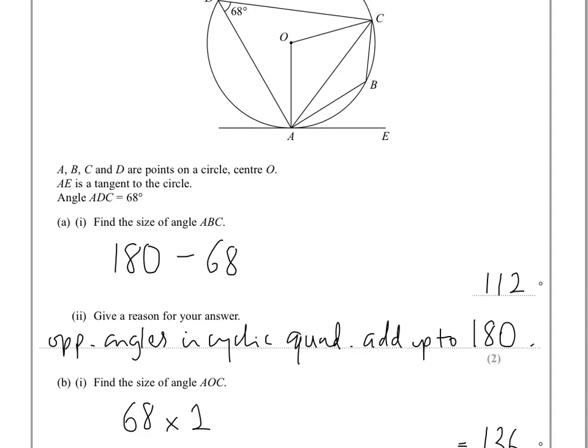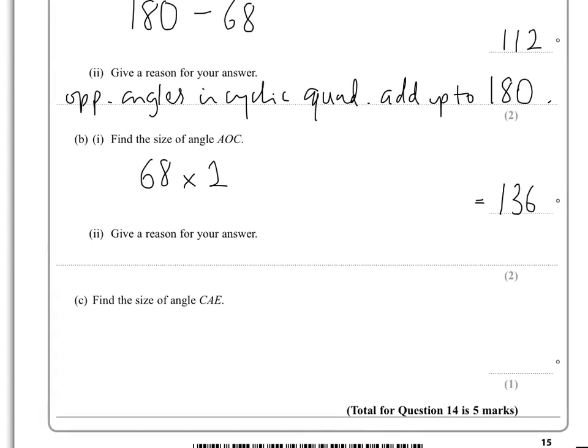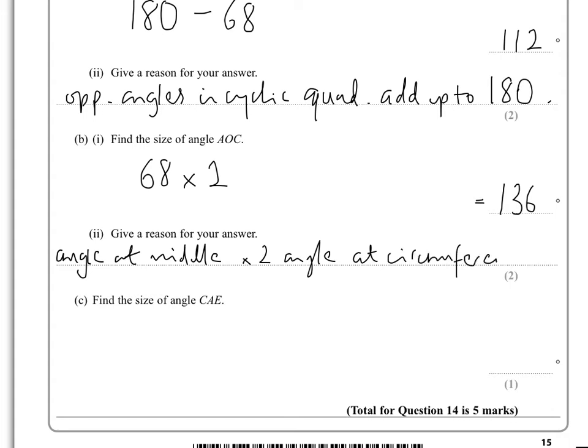It's a bit hard to give an explanation for, but essentially what you're saying is: angle at middle is times 2 angle at circumference. I think in one line that's about the best explanation that we can give.